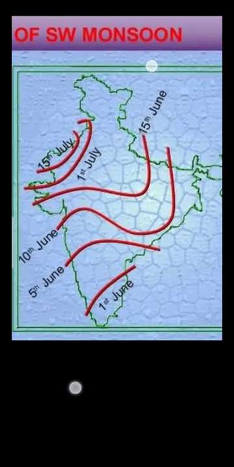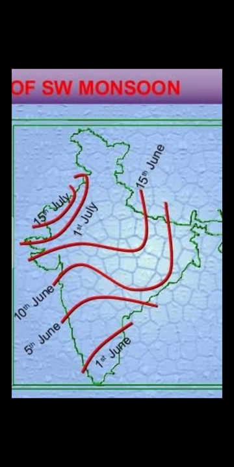Here you can see, by the 1st of June, they strike the coast of Kerala and they bring heavy rainfall along with violent thunder and lightning. So this is called the burst of the monsoons. When the monsoon sets in and strikes Kerala, it brings heavy rainfall accompanied by violent thunder and lightning. This sudden violent onset of rainfall in the first week of June is termed the burst of the monsoon. Children, this question is often asked, what is the burst of the monsoon?